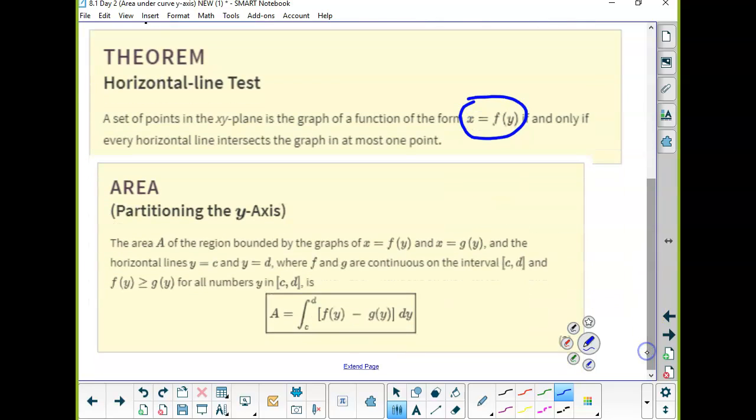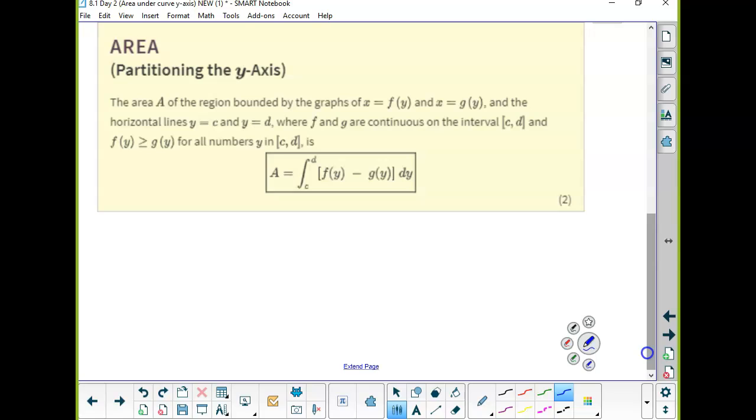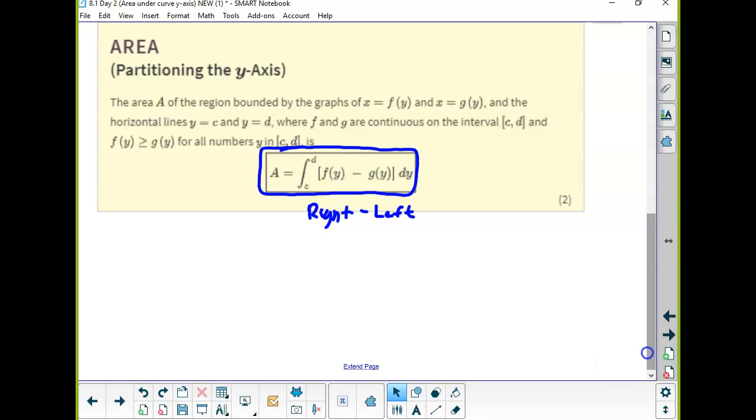Well, if that's all true, they're telling us that you can take the area as the integral from c to d of f of y minus v of y. A better way to write that is what we did up above: the right minus the left, and just notice everything is written in terms of y. Okay, so that's kind of just setting the stage for the mathematical side of what we're doing today.